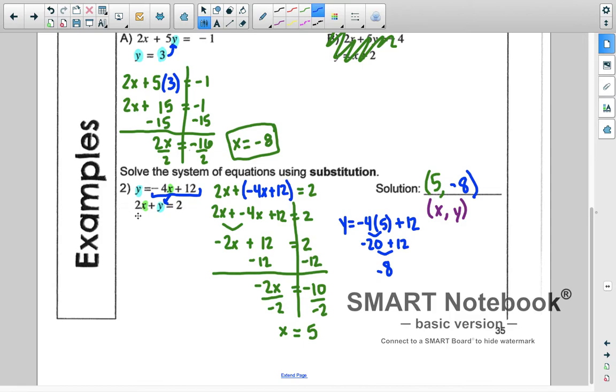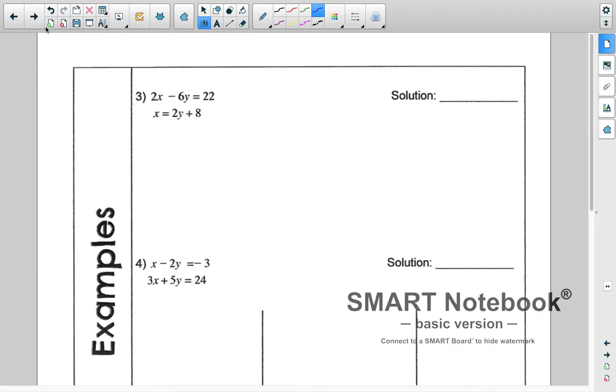So if we plug that into each of these, we could have 2 times 5 plus negative 8. It would give us 2. We know that negative 8 is equal to negative 4 times 5 plus 12. It works for both of those equations. All right, next page, we have 3 examples on this one. We have one that's really similar to the one we just did, and then we have one that's a little different.